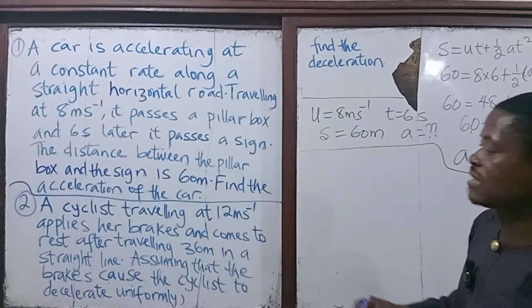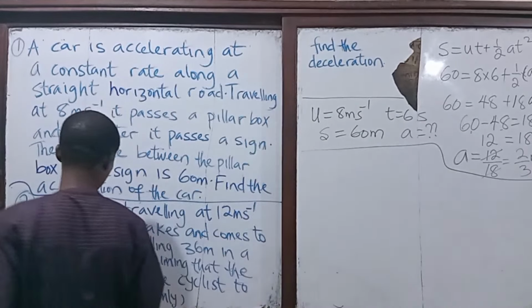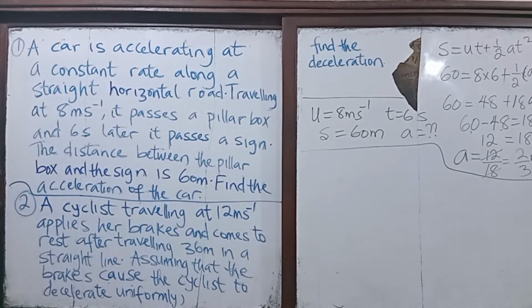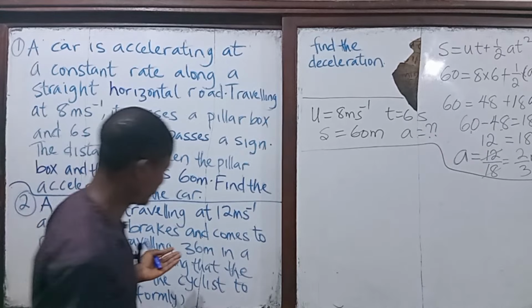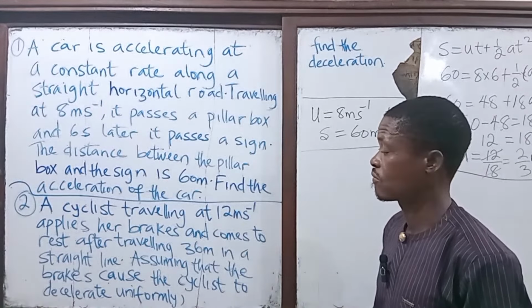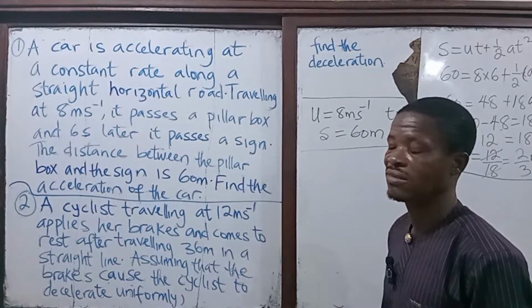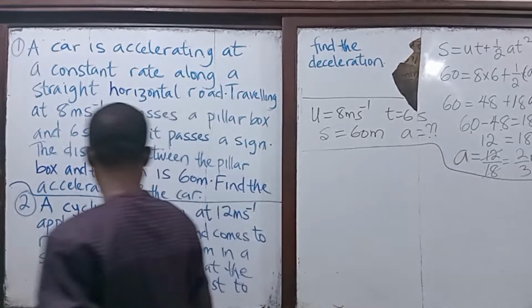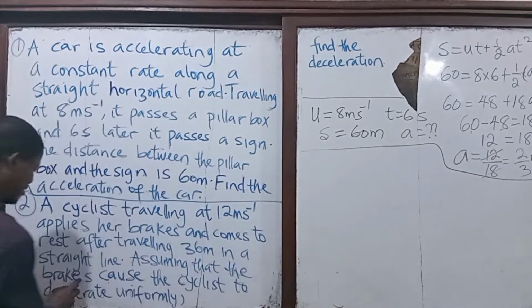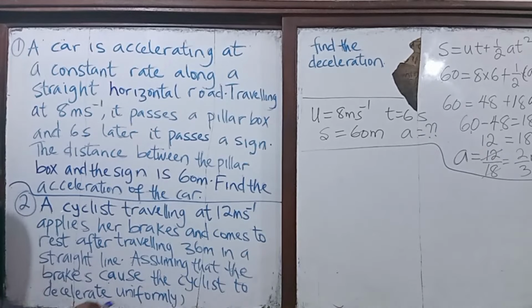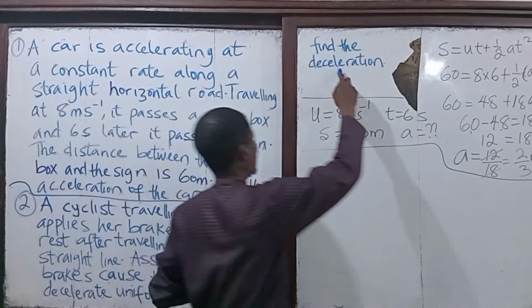We have a cyclist traveling at 12 meters per second, who applies a brake and comes to rest after traveling 36 meters in a straight line. Assuming that the brakes cause the cyclist to decelerate uniformly, find the deceleration.